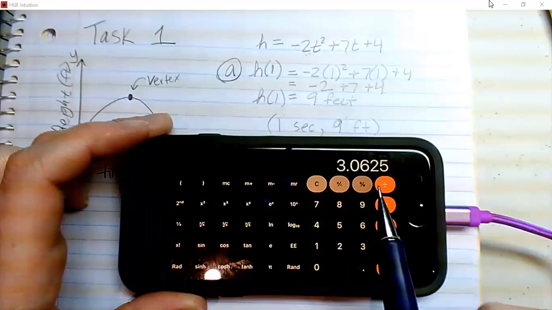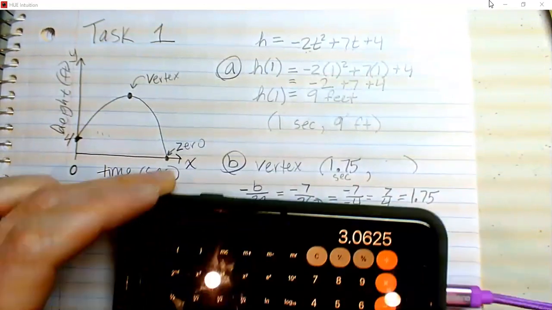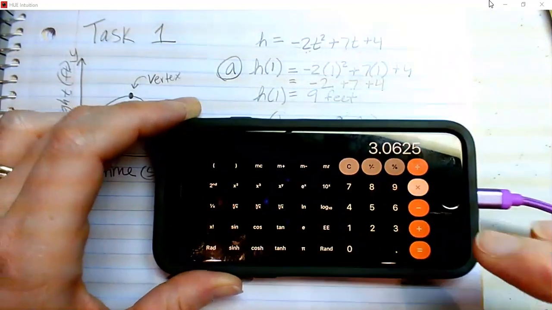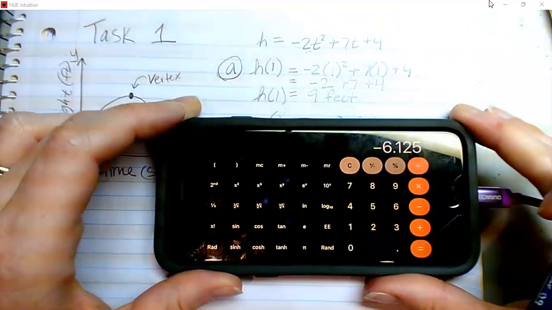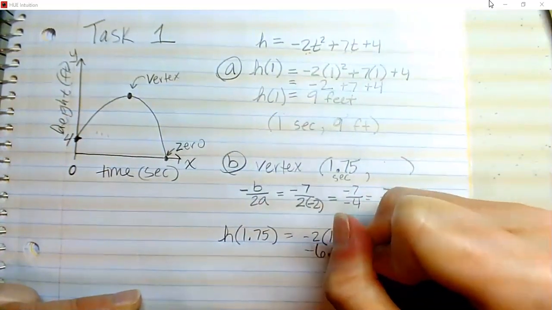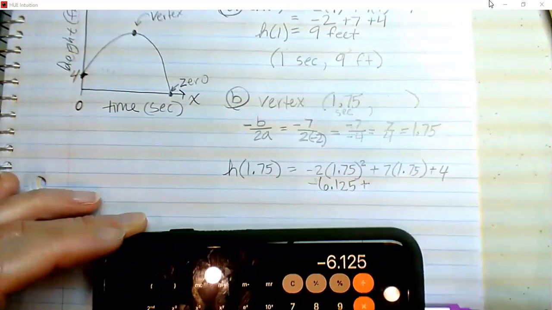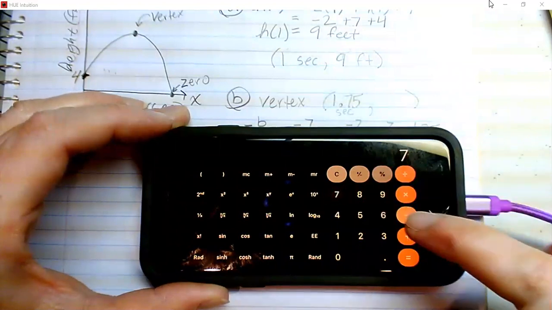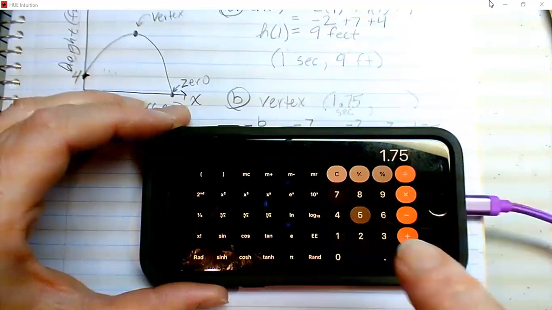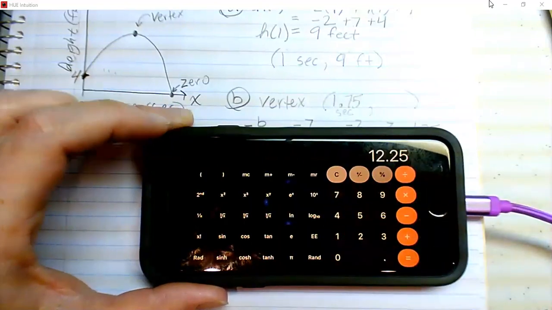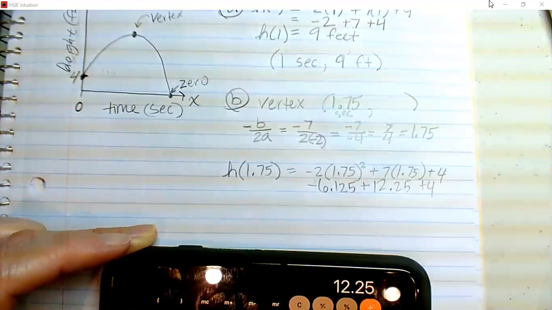Okay, so I'm going to start by squaring 1.75. That gives me 3.0625. Then I need to multiply that by negative 2, and I get negative 6.125. Let me write that down: negative 6.125 plus, now I need to multiply 7 times 1.75. That gives me 12.25. So plus 12.25 and then plus 4, okay?